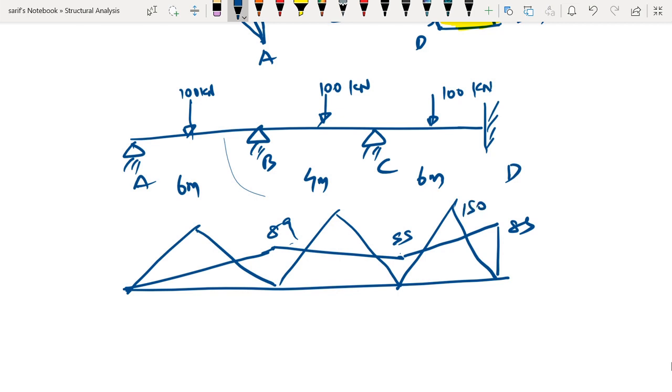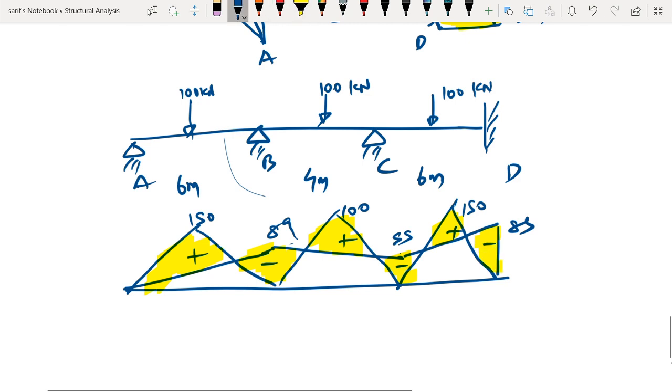So this is 150, this is 100, this is 150. So plus, minus, plus, minus, plus, minus. Okay, so this region represents the bending moment diagram for the continuous beam having the same loading.